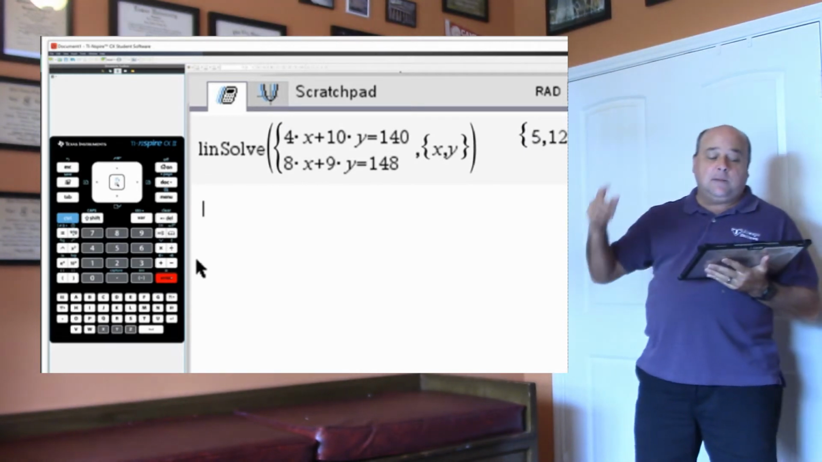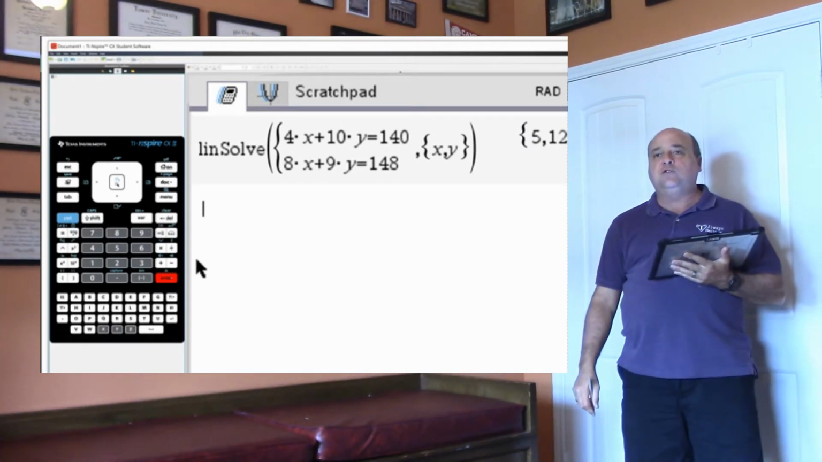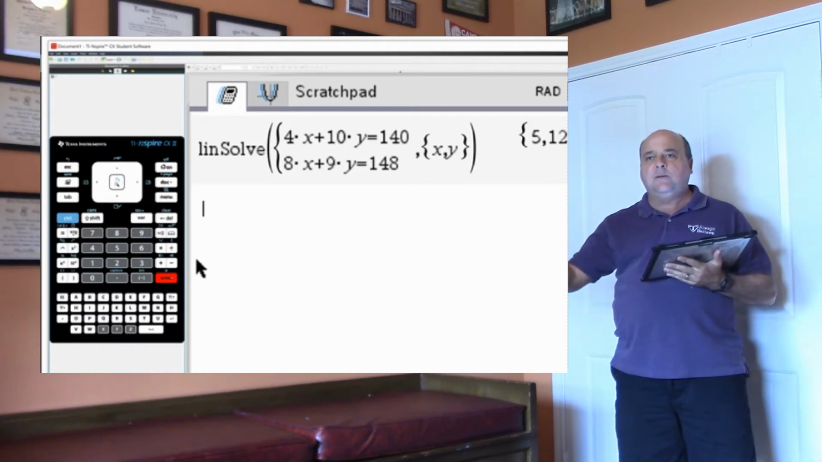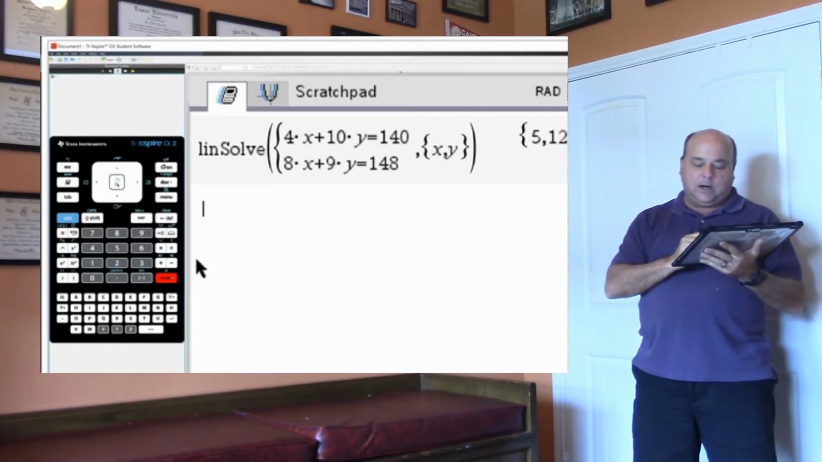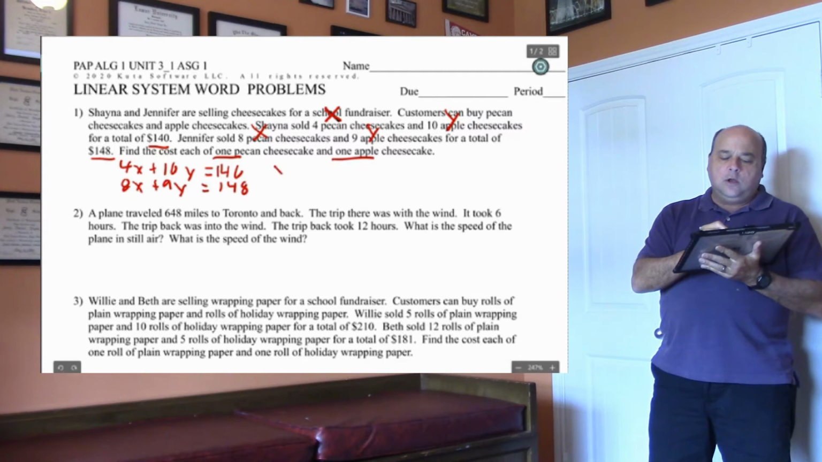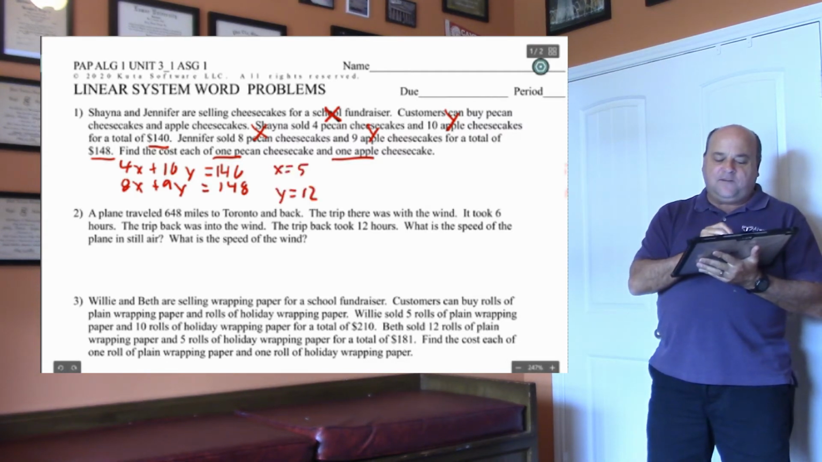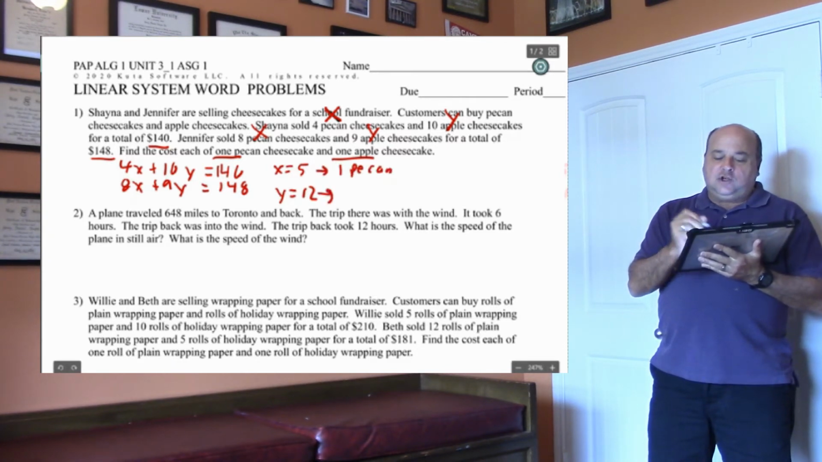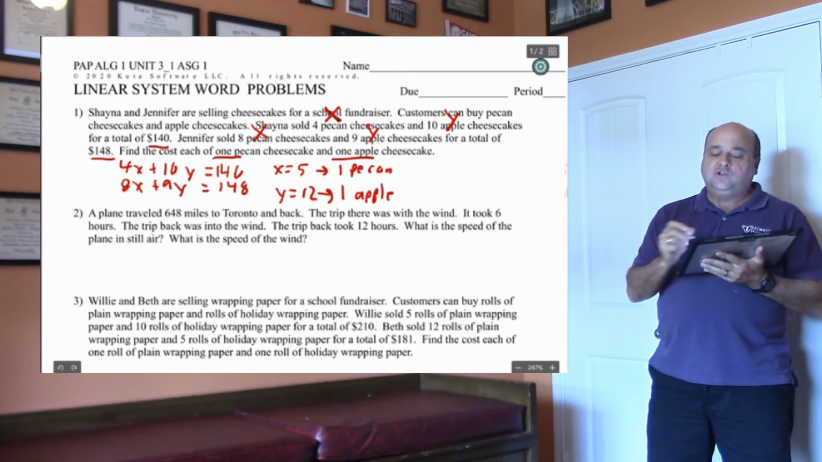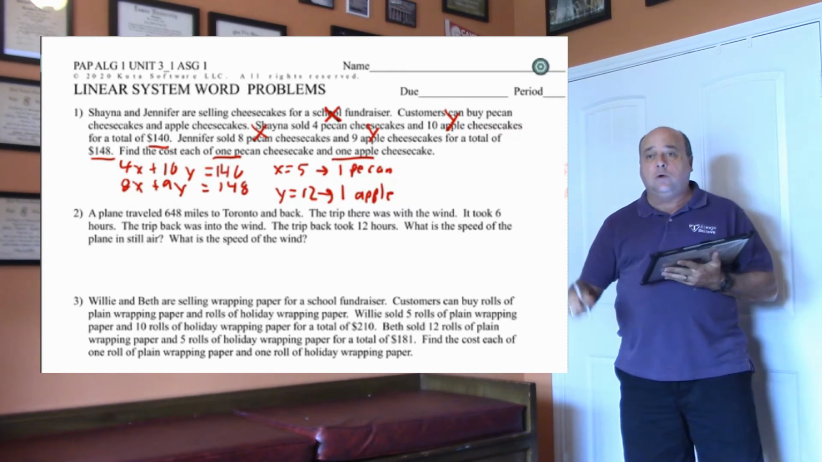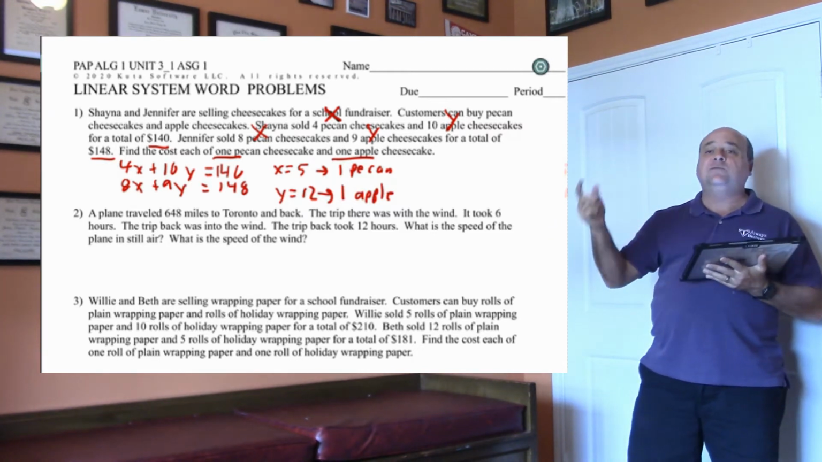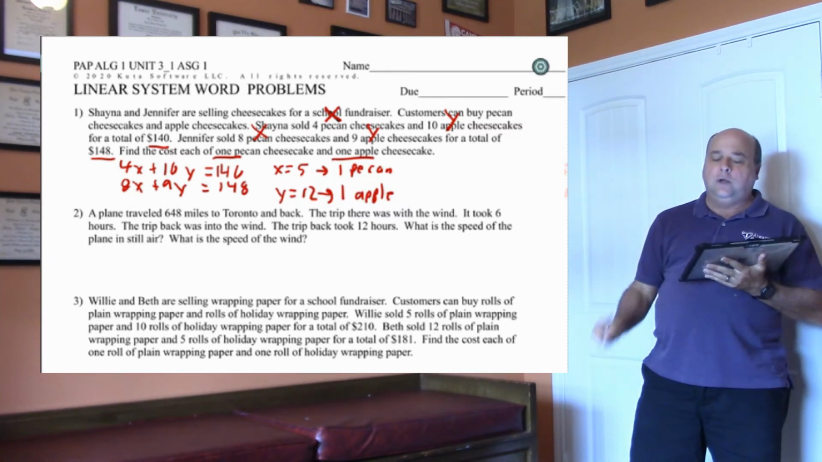And the answer shows up. The answer is going to be 5, 12. So my x is going to be 5, my y is going to be 12, right? So go back to your paper, write down x equals 5, y equals 12, and x is your 1 pecan cheesecake, and the y is your 1 apple cheesecake, right? So the problem wants to know what one of each will cost. 1 pecan will cost 5, and 1 apple will cost 12.